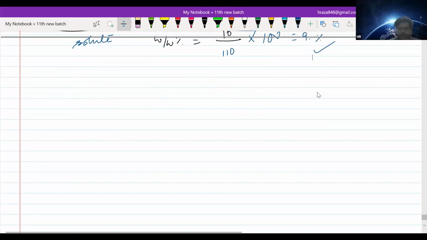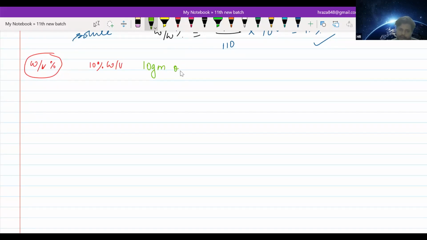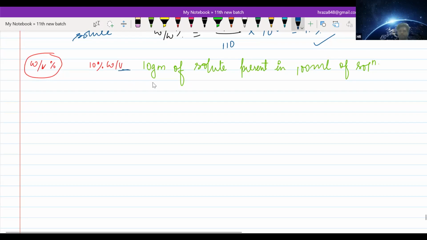Now, the second is weight by volume percent. So whenever there is a question on weight by volume percent, this weight by weight percent, weight by volume percent, volume by volume percent will be used in molarity, molality, normality, and mole fraction. So if you have 10% weight by volume, that means 10 gram of solute present in 100 ml of solution. Since this is volume, for volume we use ml and for mass we will use gram.